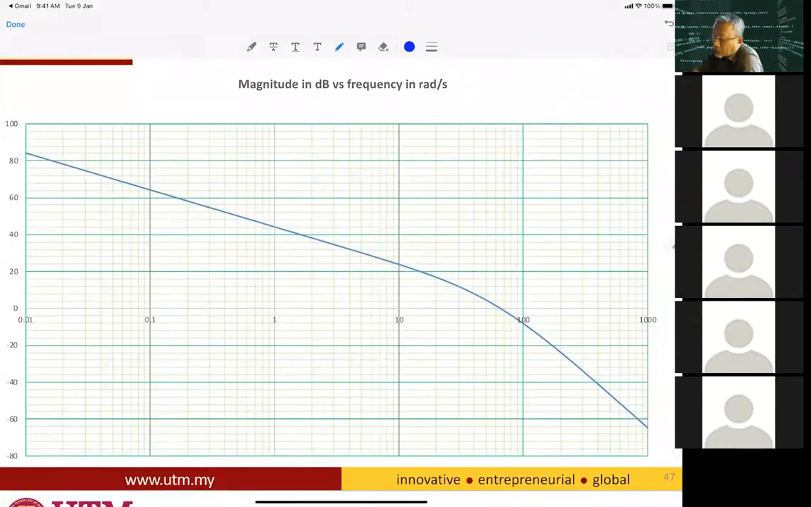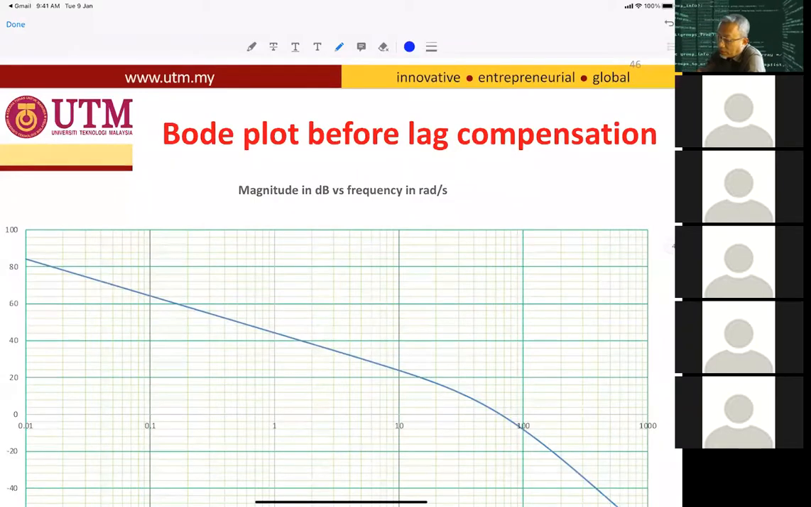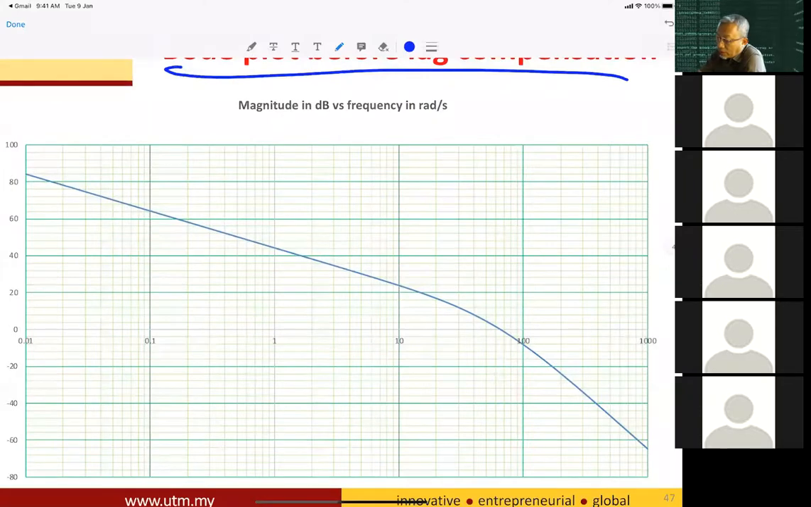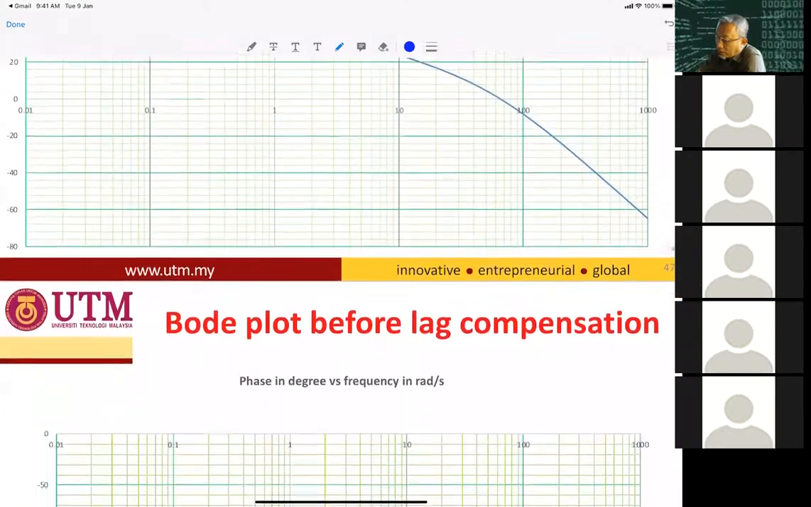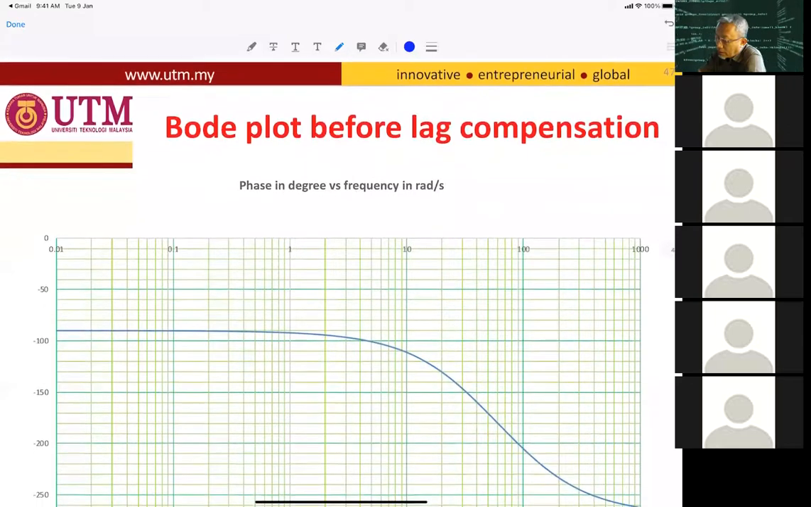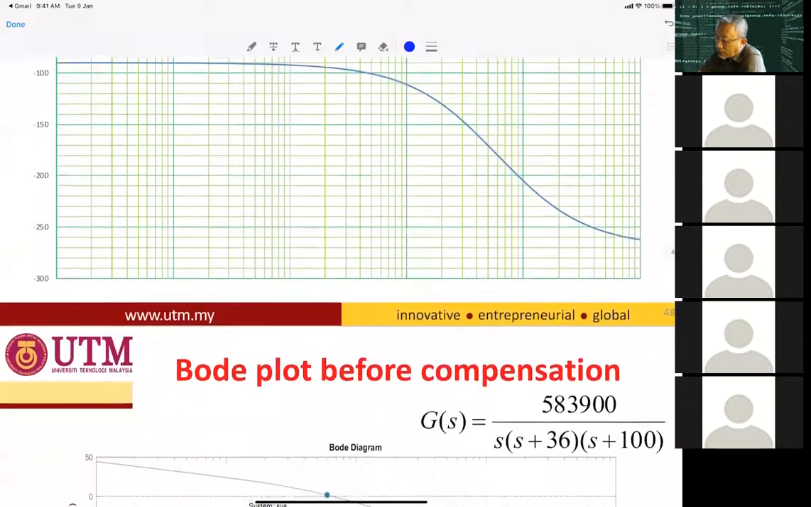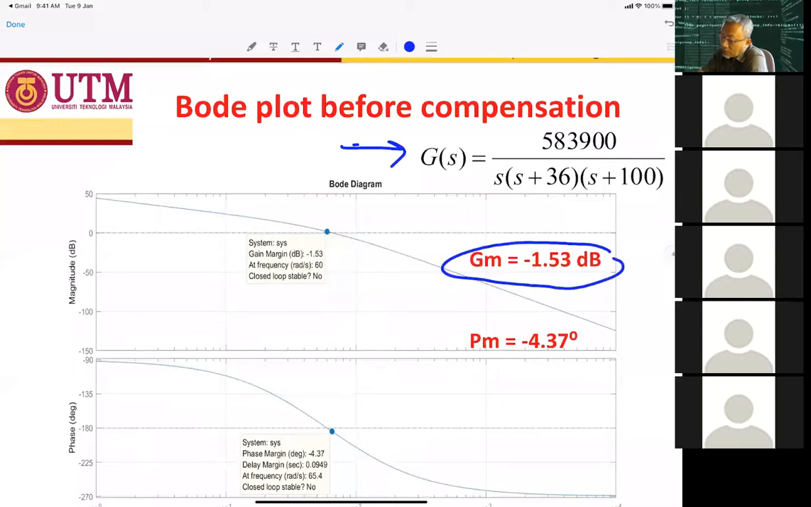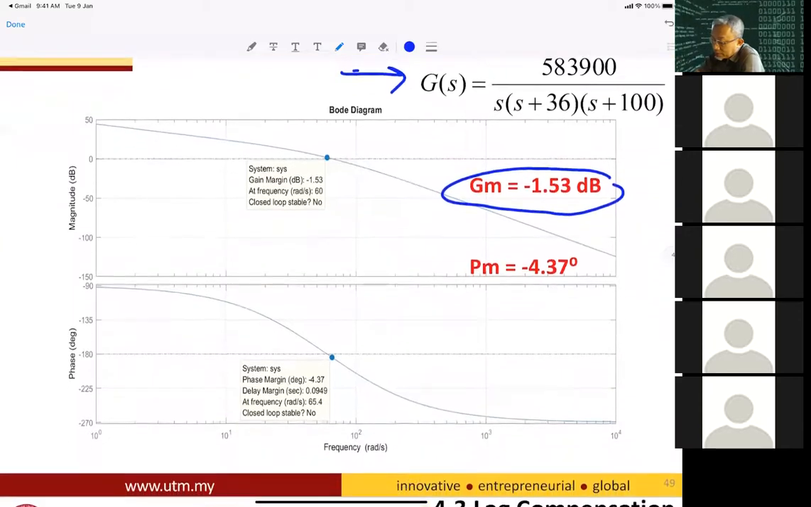So this is the Bode plot for the system before lag compensation. You can print this one so that you can play around to design the lag compensation. This is the phase plot, I drew it by axes. Before compensation, when we plot this open loop transfer function, it will give you a gain margin of minus 1.53 decibels and a phase margin of minus 4.37 degrees.